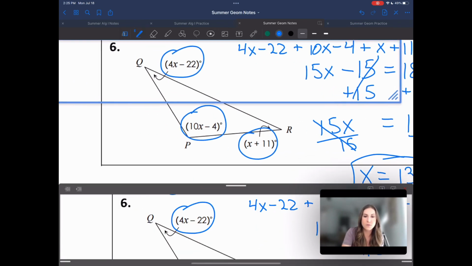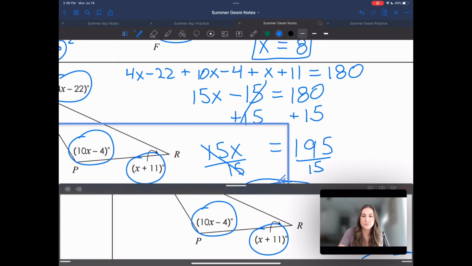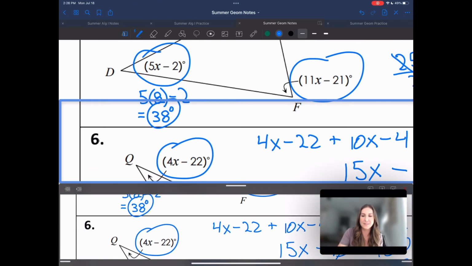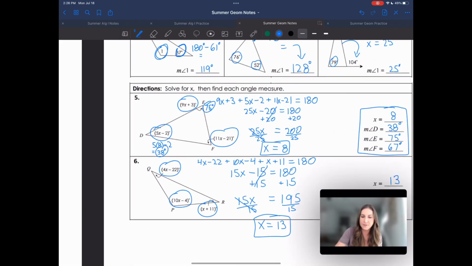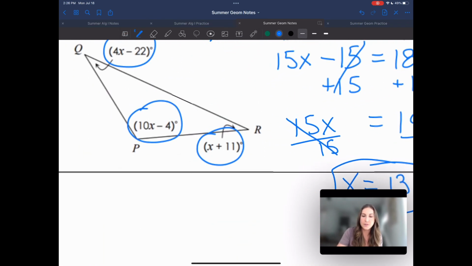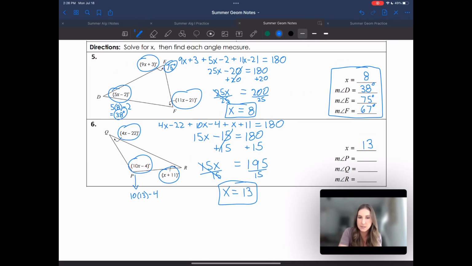Oops, I don't know what I did there. I just moved that. Let's exit out of that. There we go. Okay, let's plug in our 13 for x for this one. So we do 10 times 13 minus 4. So 10 times 13, obviously that's 130. Subtract 4, we get 126 for angle P. 126 degrees.